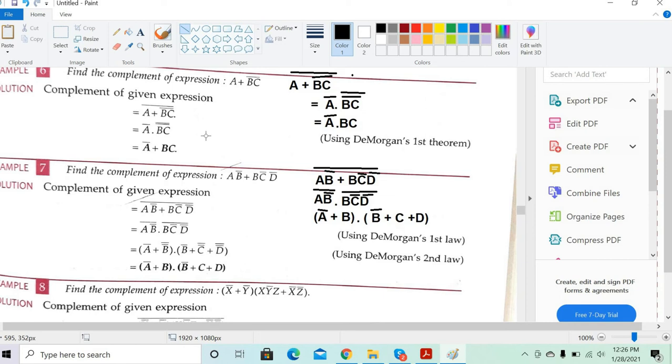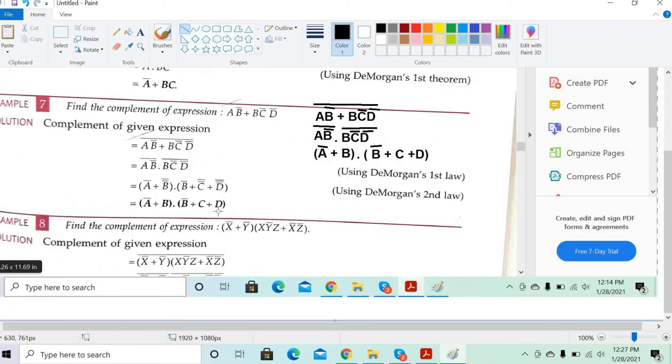Okay, sir, I got this one now. You got this part? Excellent. So what's the answer you got, Vijay? A complement plus B into B complement plus C plus D. Excellent. So this part is clear to you? Okay, go to example 8 now.